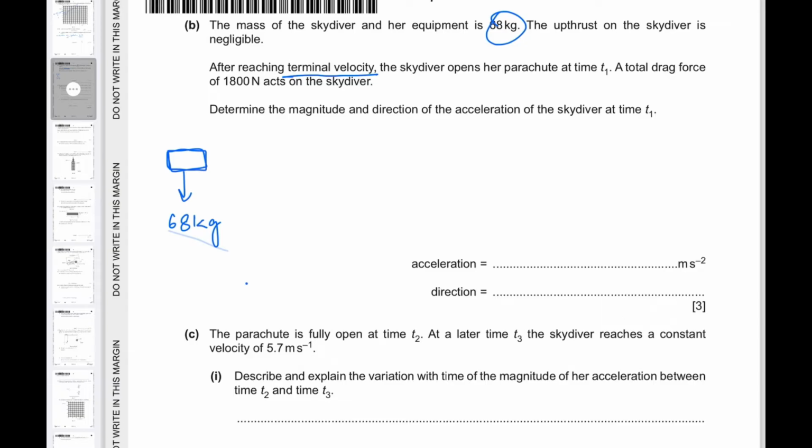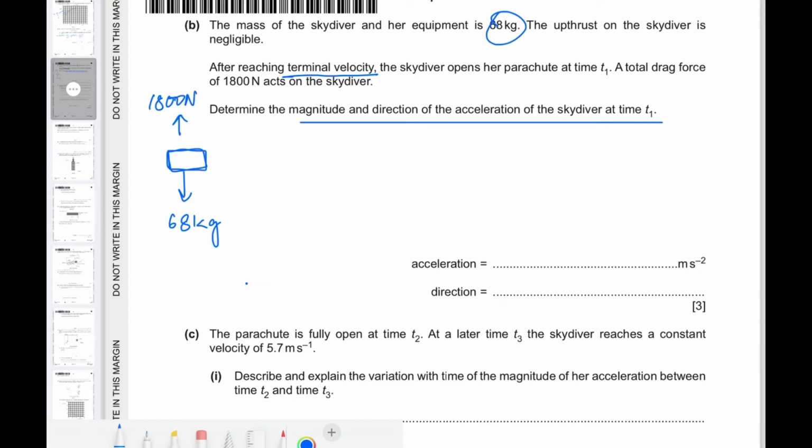The skydiver opens her parachute at time t1. A total drag force of 1800 Newton acts on the skydiver. Determine the magnitude and direction of acceleration of the skydiver at time t1. So at time t1, a force of 1800 Newton of drag force acts upward. The reason it acts upwards is because drag force acts in a direction that's opposite to the direction of motion, which is for the skydiver falling downwards.